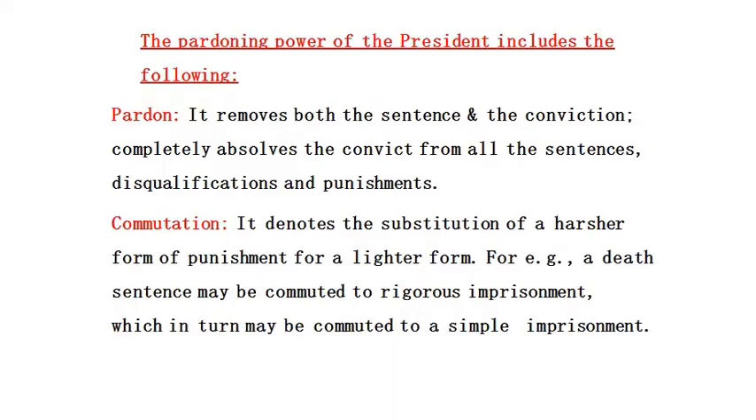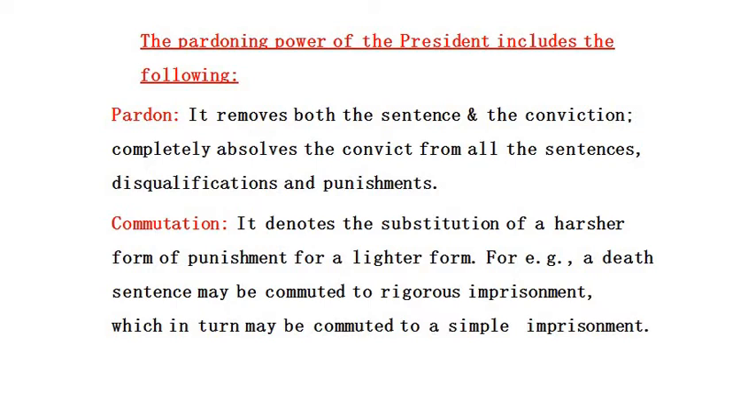Then the pardoning power of the President includes the following. Pardoning removes both the sentence and the conviction completely, and absolves the convict from all sentences, disqualifications and punishment. Pardoning means he is no longer treated as a criminal, and all the sentence and conviction are removed. The commutation we have already discussed in the previous videos as well.